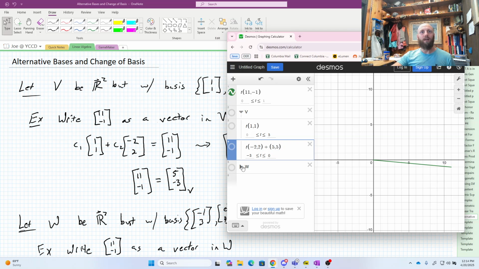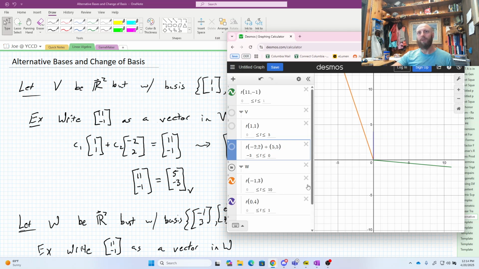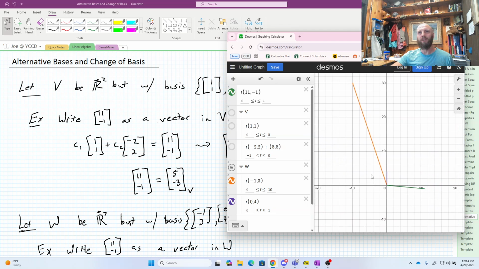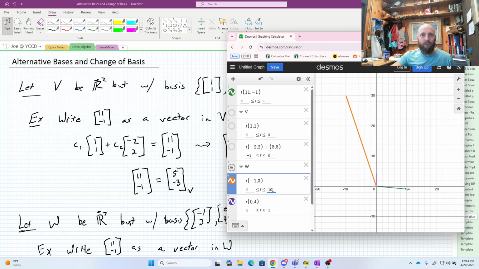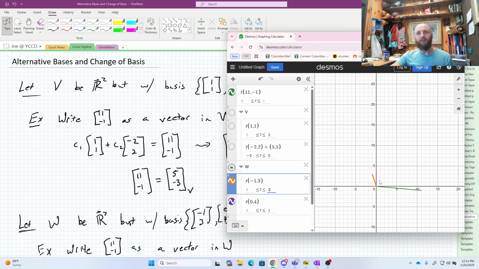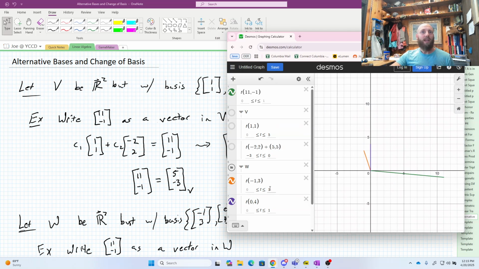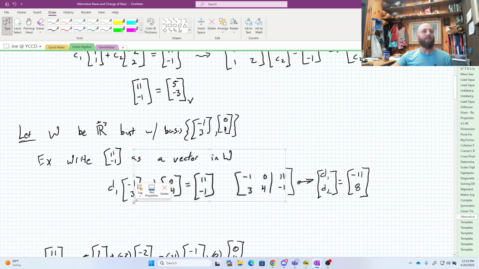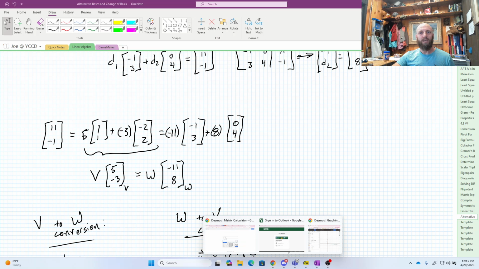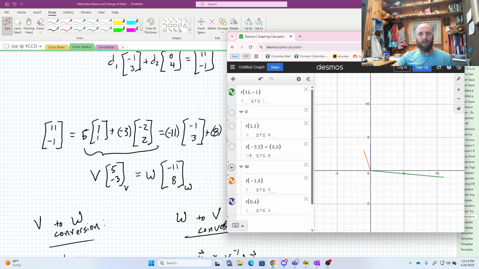So I'm going to shut that off, and I'm going to look at W here. So I'm going to turn W on. Here are my two basis vectors in W. And then I need to scale that first one. No, that's not what I wanted. That's what I wanted. I need to scale that first one by a factor of negative 11.